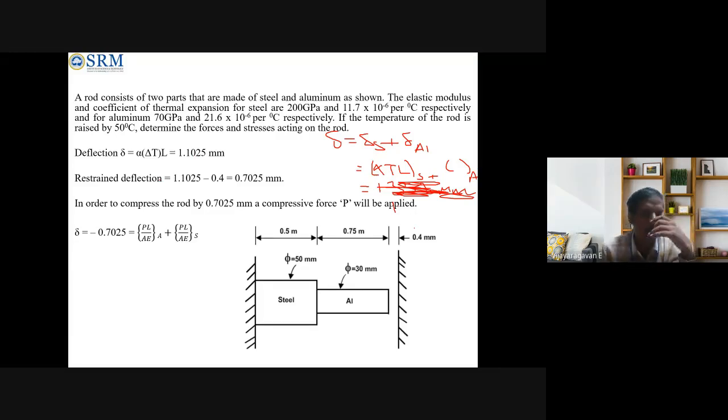Any answers? We know the values of length, area, Young's modulus. Calculate P. Here P is going to be the same. It is the same compressive load. Load is going to be the same. Already we have done some problems based on that.